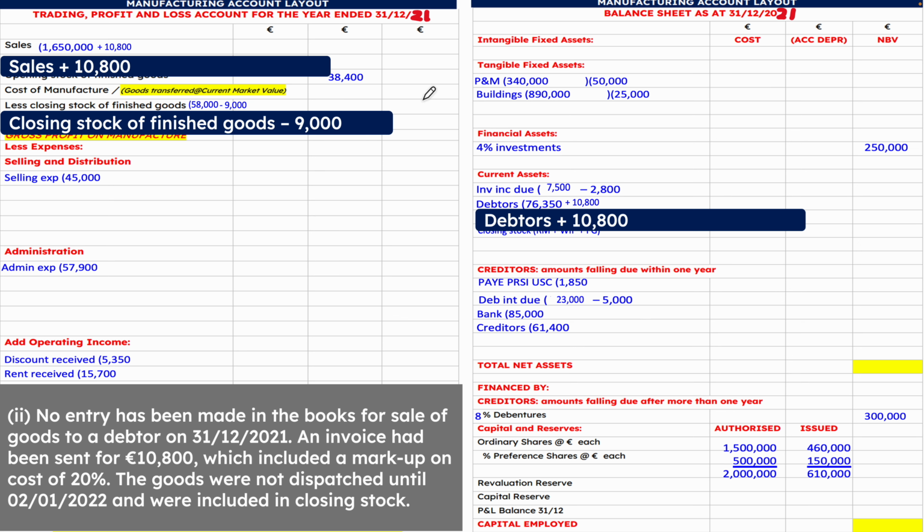Then we're finding out that the stock was worth 9,000, okay? So we're going to minus that from the closing stock because we have sent that to our debtor. We no longer are in possession of that closing stock. We've sold those goods. So that's note 2.